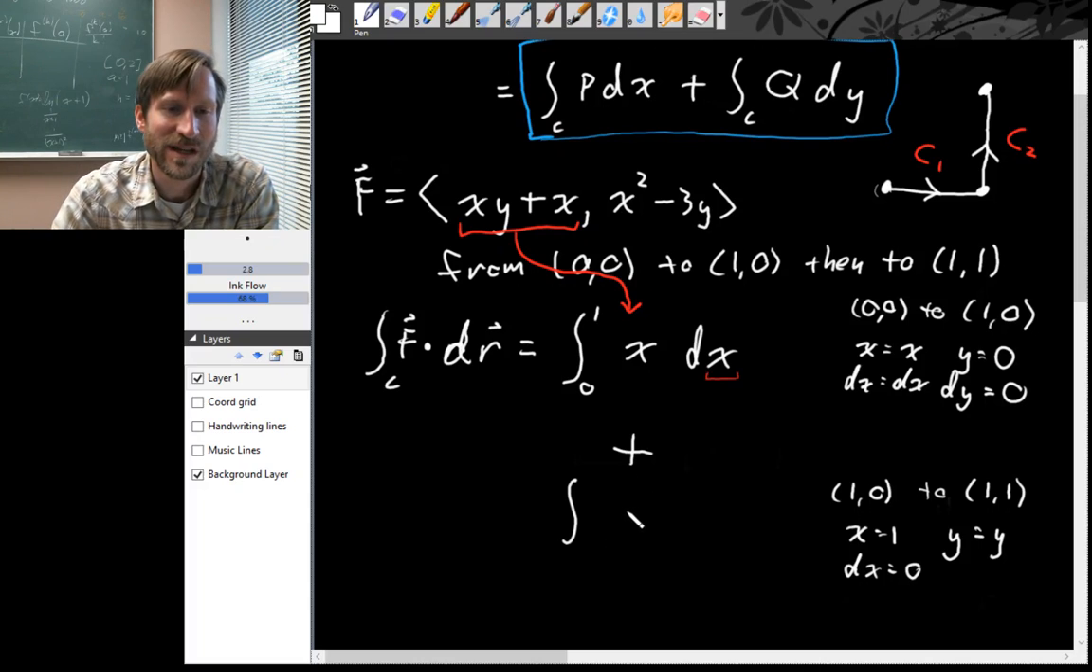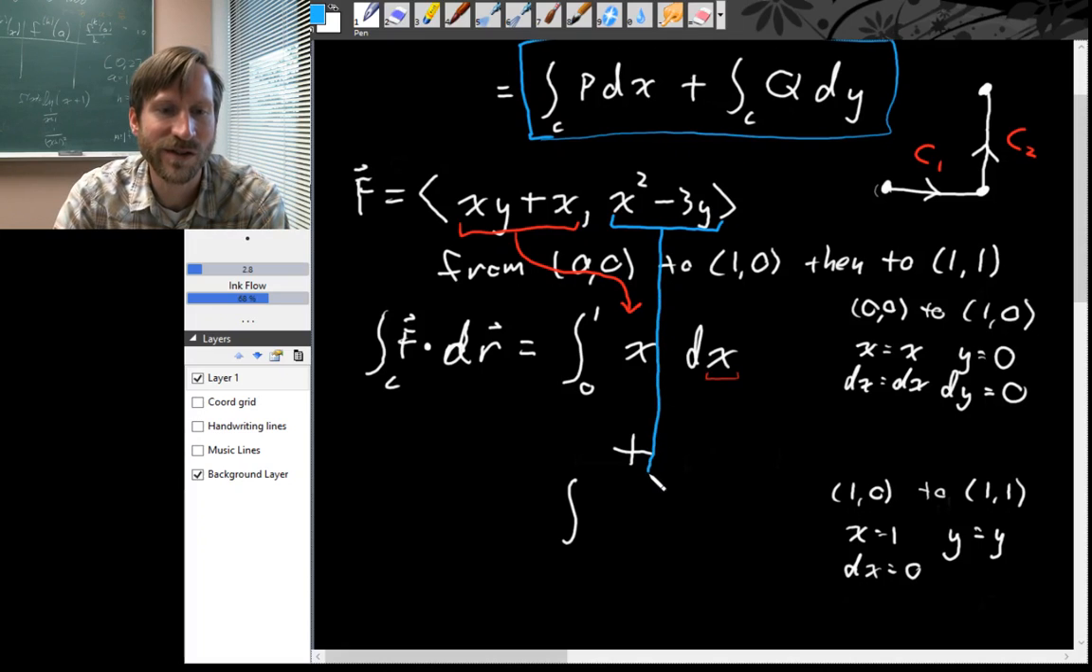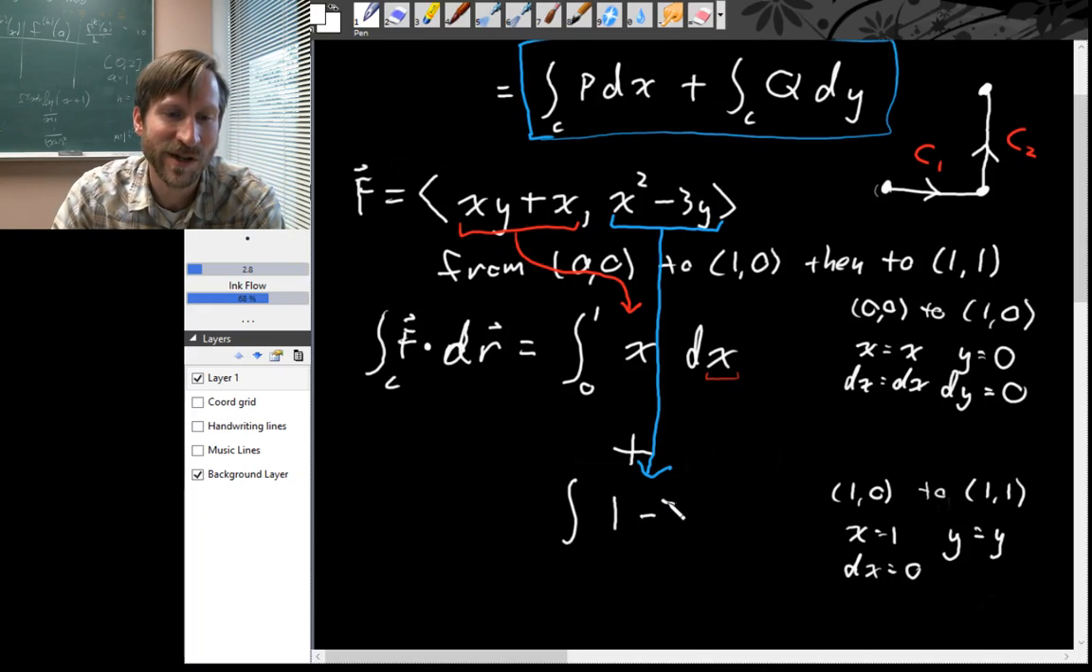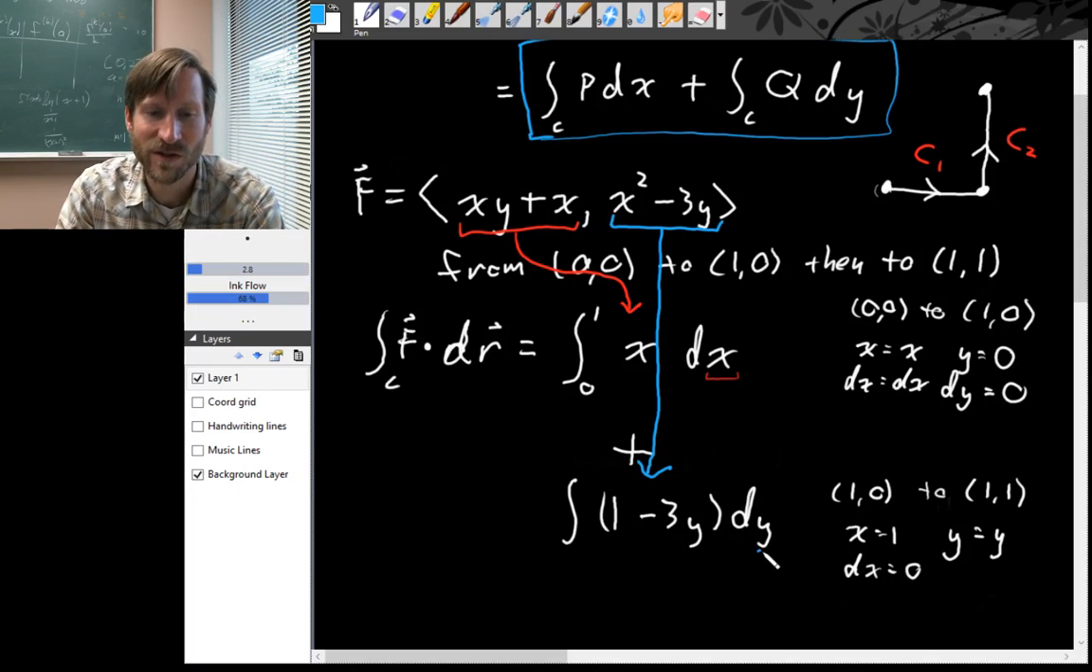So that's going to be the integral of Q, and Q is the second coordinate of our vector field. It has a bunch of x's and y's in it, but x is 1, y is y, so plug those all in. 1 squared is 1, minus 3 times y, and we're integrating dy. And since our variable for this integral is y, our bounds should be y values. y is going from 0 to 1. And so we get this integral.